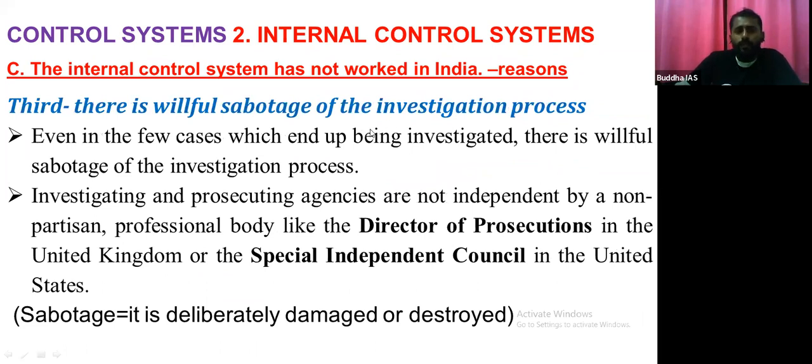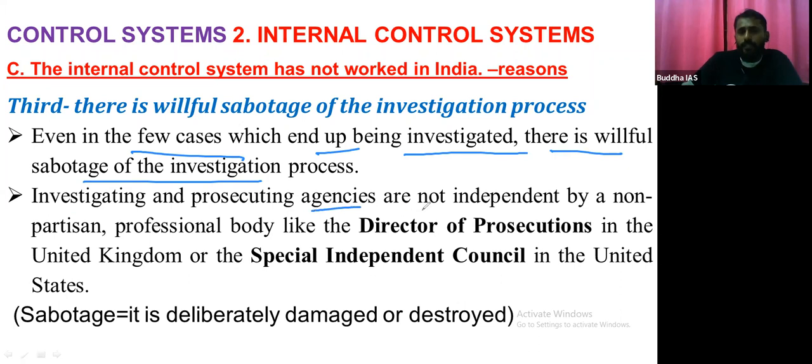Third, there is a willful sabotage of the investigation process. Sabotage means deliberately damaging or destroying things. Even in the few cases which end up being investigated, there is willful sabotage of the investigation process.